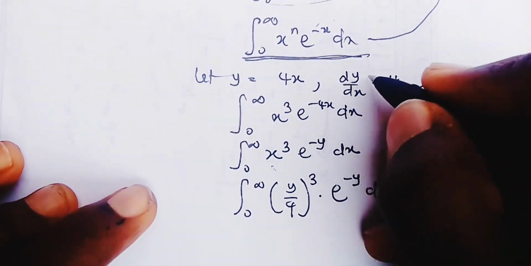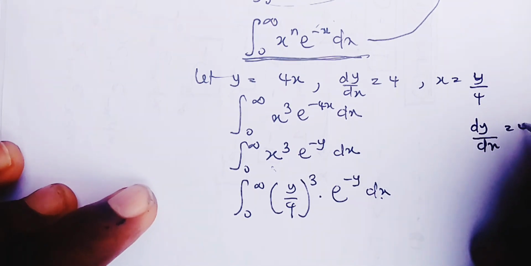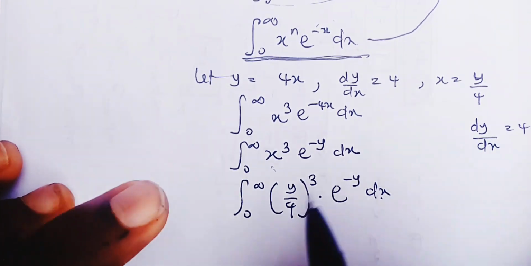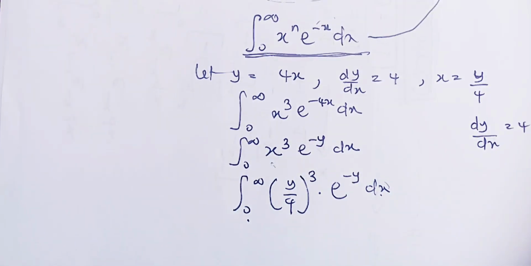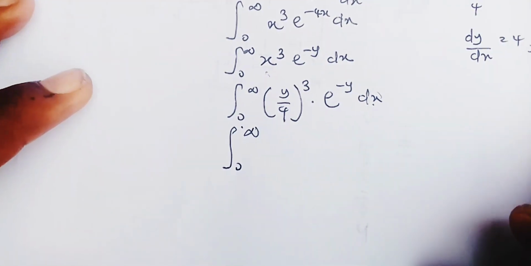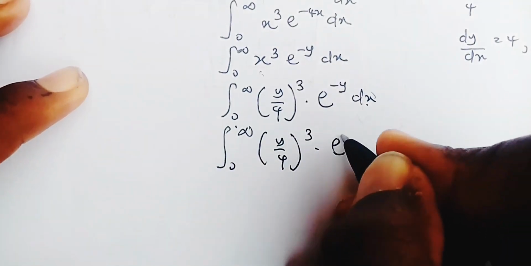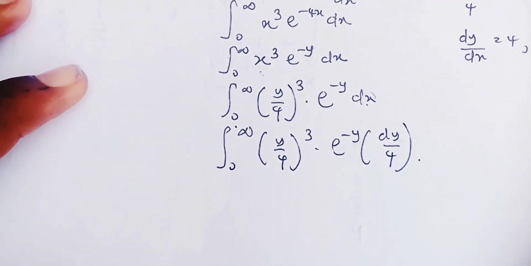So let me make dx the subject of the formula. Since dy over dx is equal to 4, dx is equal to dy over 4. So substituting it back here, replacing dx with this, we'll be having the integral from 0 to infinity of y over 4 raised to power 3 exponential minus y dy over 4. Right?